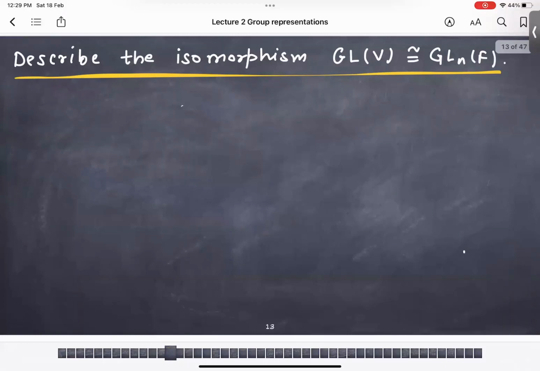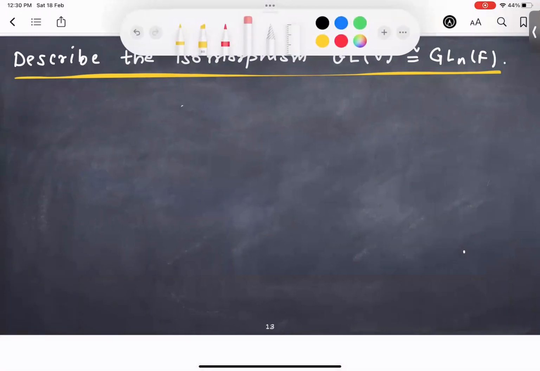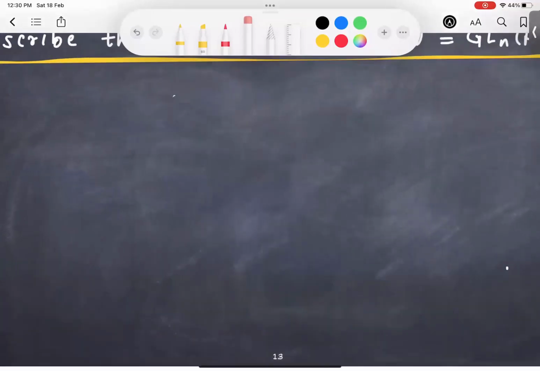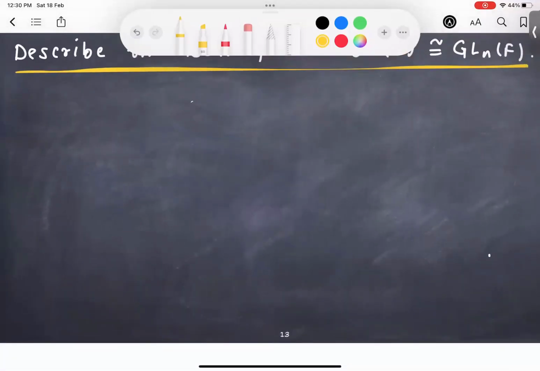So let us describe this isomorphism from GL(V) to GL_n(F). I'm doing everything from scratch so that if there are some fresh master students, they are able to connect the things with what they know. This is what you learn in your linear algebra course: the endomorphisms of V, where V is an n-dimensional vector space over F. End(V) is all linear transformations from V to V over F.